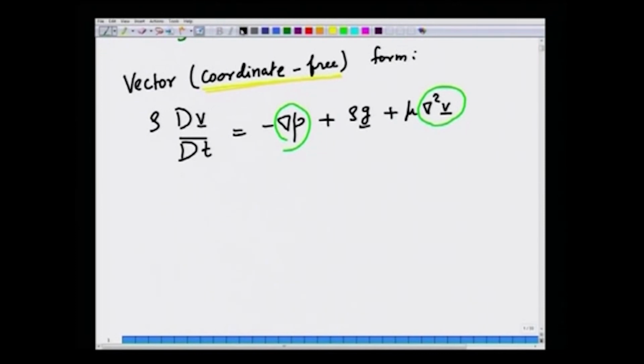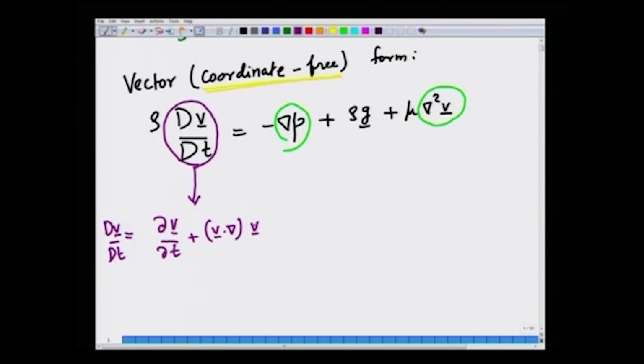But to begin with, another important point before I move on is that this expression is the substantial derivative of velocity. This is equal to the normal partial derivative, plus v dot del v. So, this renders this equation to be a nonlinear equation.